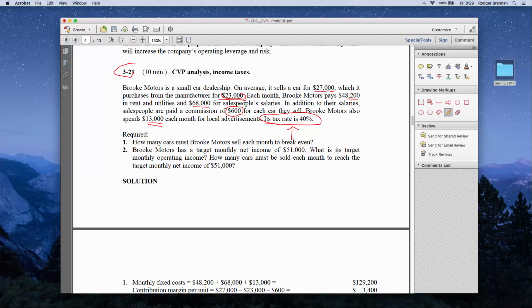Like we've done before, variable costs are additive. I can add up all of my variable costs and figure out what that amount is per unit, and do the same thing with fixed cost. In this case, the first thing they ask you to do is to calculate the break-even point, given those assumptions. And remember, at the break-even point, I can ignore taxes because my operating income would be zero. Now, in assumption number two, what they want you to calculate is, fine, we can calculate whatever the break-even point is. If we want to earn a target net income of $51,000, how many units must we sell?